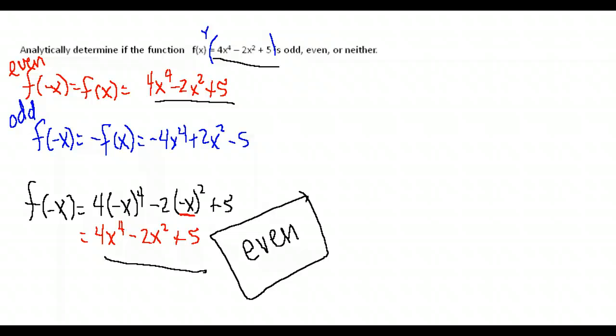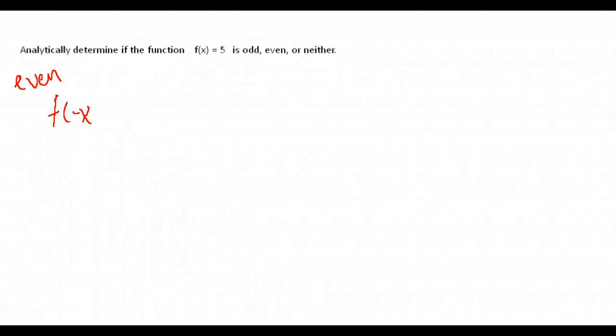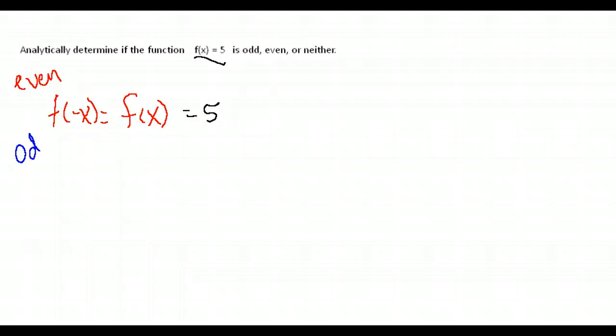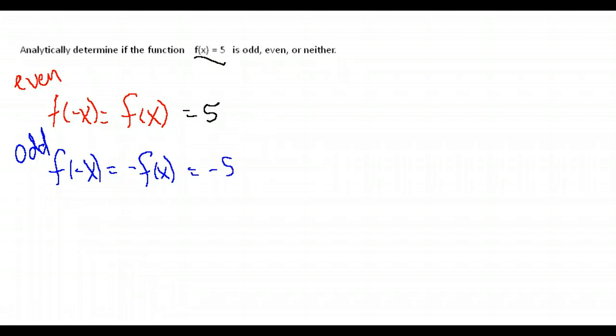Give us another example. f of x equals 5. Okay, so is it odd, even, or neither? So let's look again. I'm going to write down again: even is if when you put in the negative x, you come out with the original, which in this case would be 5. And it's going to be odd if when we put that in, we get our function multiplied by a negative 1. So if it comes out as negative 5, it's odd.